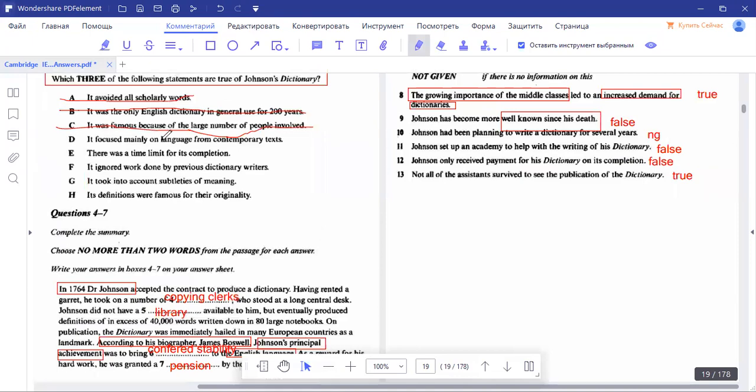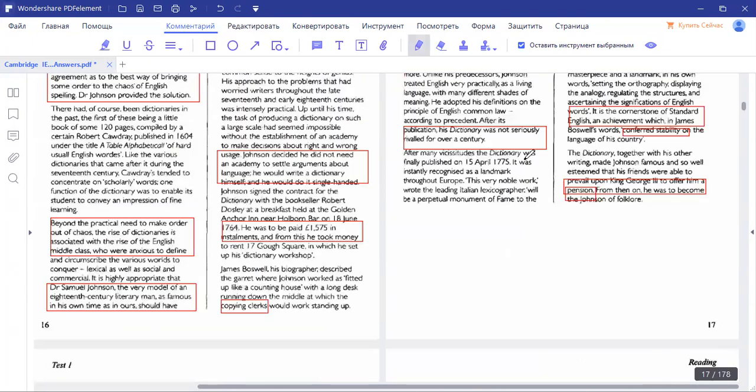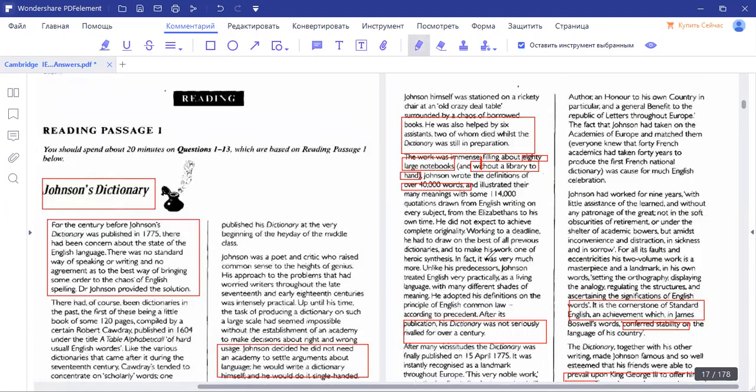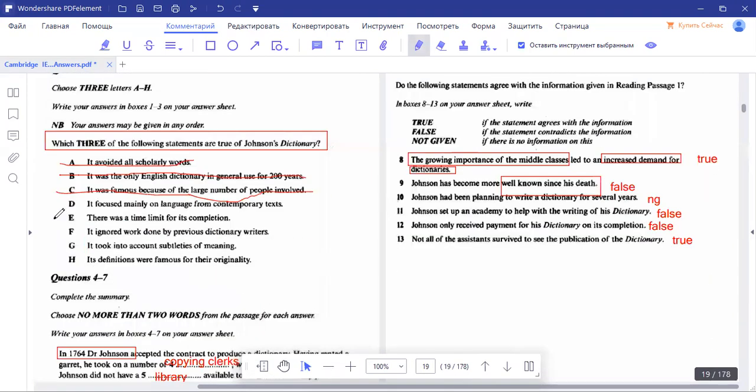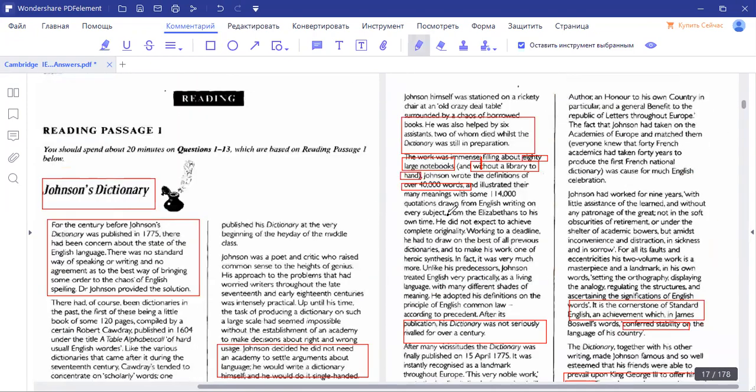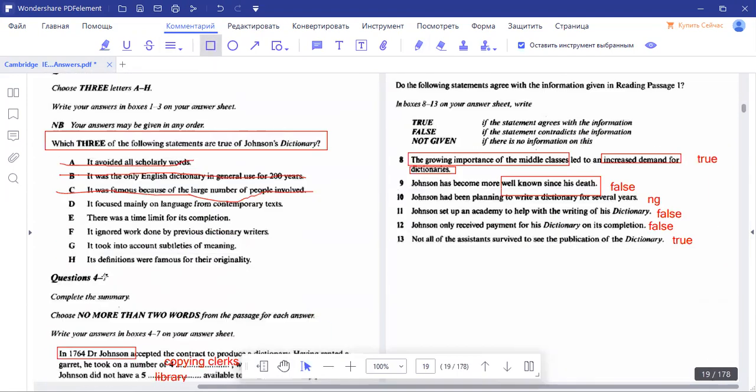It focused mainly on language from contemporary texts. So this one we don't know. I couldn't find anything so far, even by reading the whole part. So let's leave it. We're not sure. There was a time limit for its completion. You can see, guys, it says working to a deadline. That means he had to work to a deadline. That means he had a time limit.